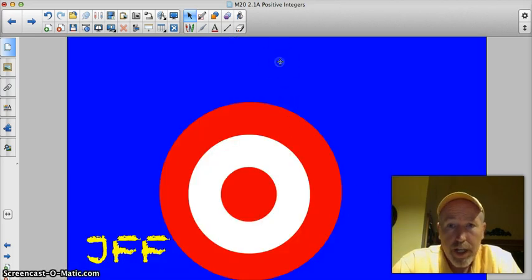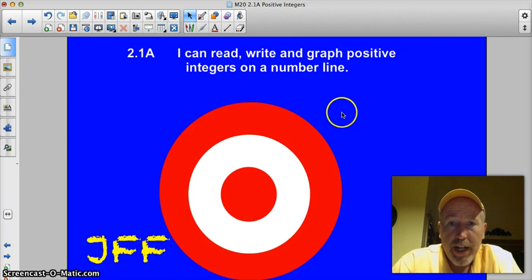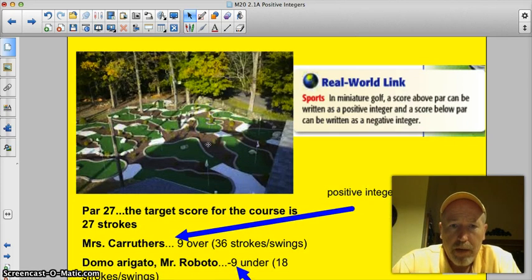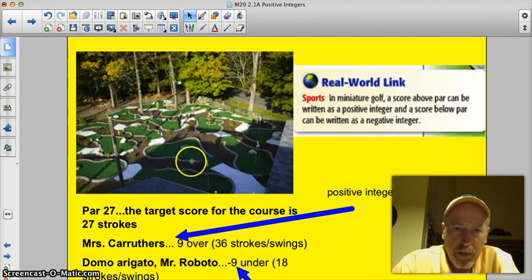The target for today: I can read, write, and graph positive integers on a number line. And to get started with that, let's talk a little bit about putt-putt golf. There are positive and negative integers that we need to understand. When you play putt-putt on this course right here, par is 27. That's the target score for a good round of golf, basically 3 shots per hole.